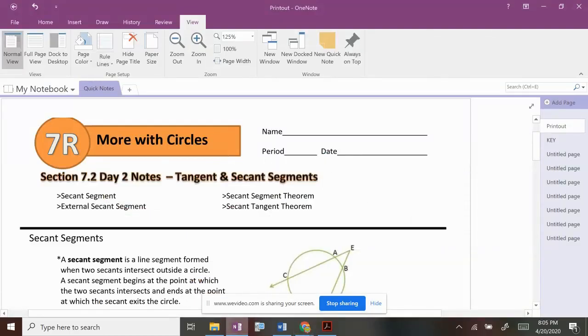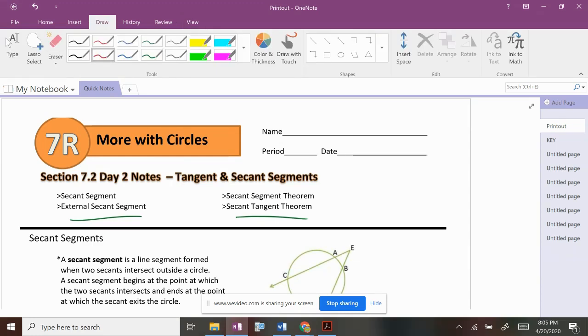Hello class, here we are with day 2 notes for tangent and secant segments. Notice up here at the top of the notes you have some definitions: secant segment, external secant segment theorem, and secant tangent theorem. Let's make sure that we know what those words mean as we're looking at the definition here.